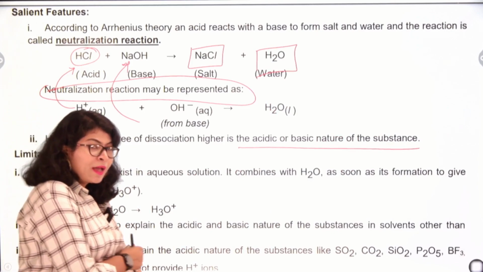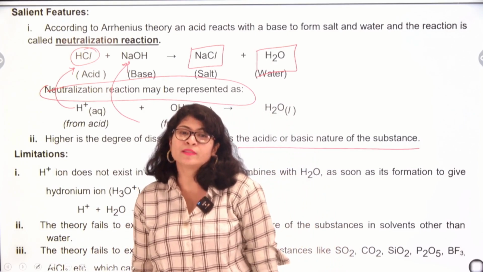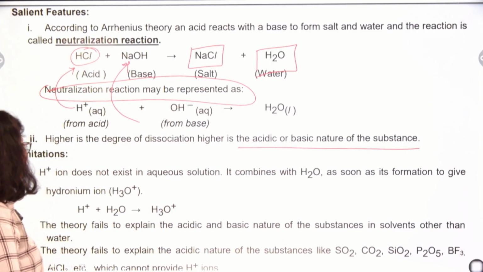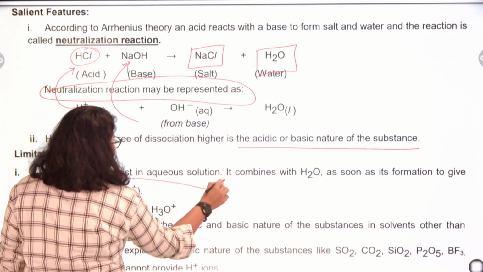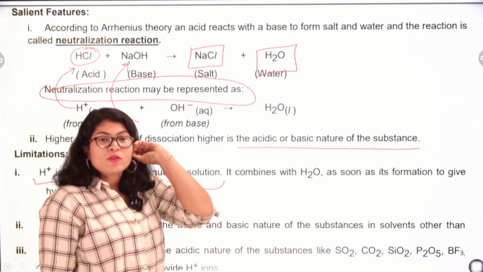But every theory has two sides of a coin, like, right? So like that, every theory has some pros and cons. There are certain limitations of this theory. So let's look at what these are. The first thing is H+ ion does not exist in aqueous solution. H+ being a proton, it is not stable.